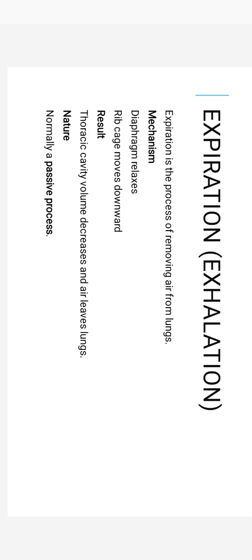This decreases thoracic cavity volume and increases pressure inside the lungs. As lung pressure becomes greater than atmospheric pressure, air is pushed out of the lungs. During forceful expiration, such as coughing or heavy exercise, abdominal muscles and internal intercostal muscles assist in expelling more air forcefully.